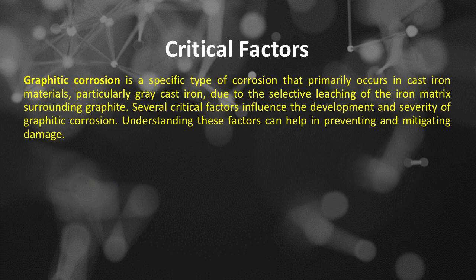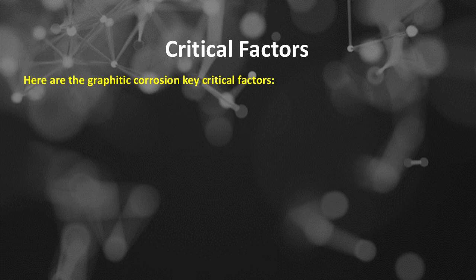Graphitic corrosion is a specific type of corrosion that primarily occurs in cast iron materials, particularly gray cast iron, due to the selective leaching of the iron matrix surrounding graphite. Several critical factors influence the development and severity of graphitic corrosion. Understanding these factors can help in preventing and mitigating damage. Here are the graphitic corrosion key critical factors.